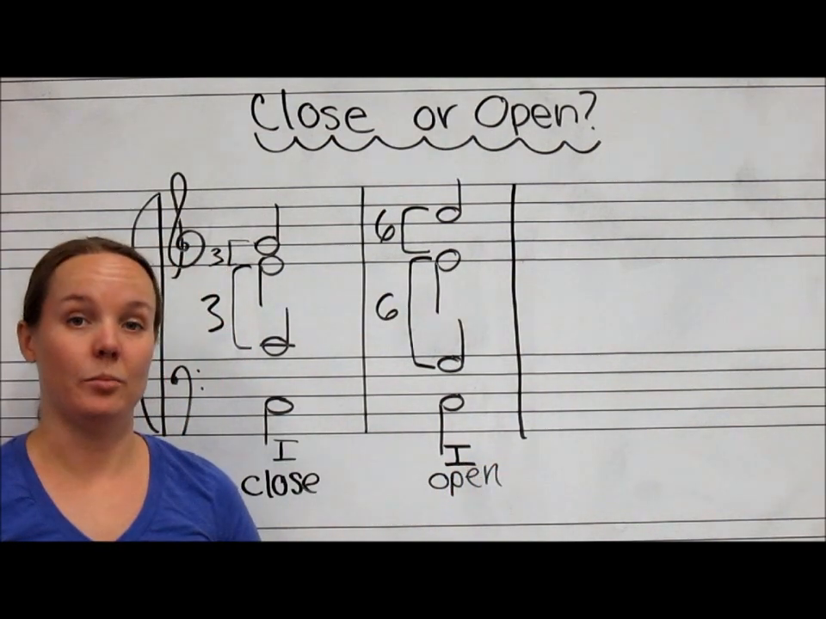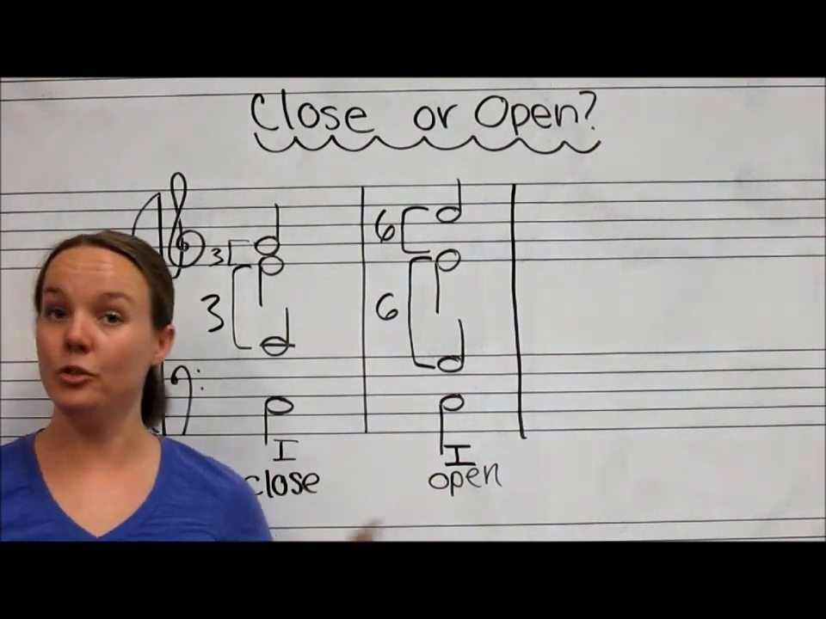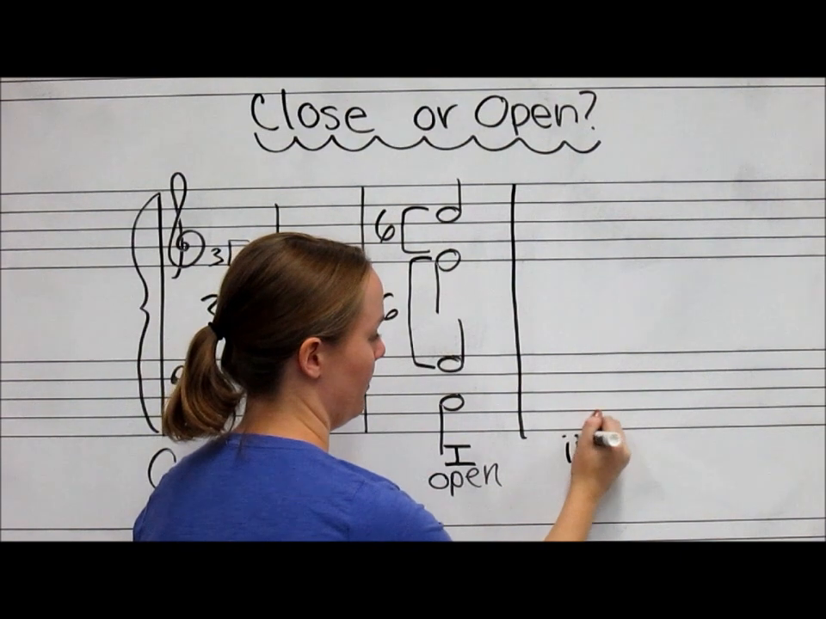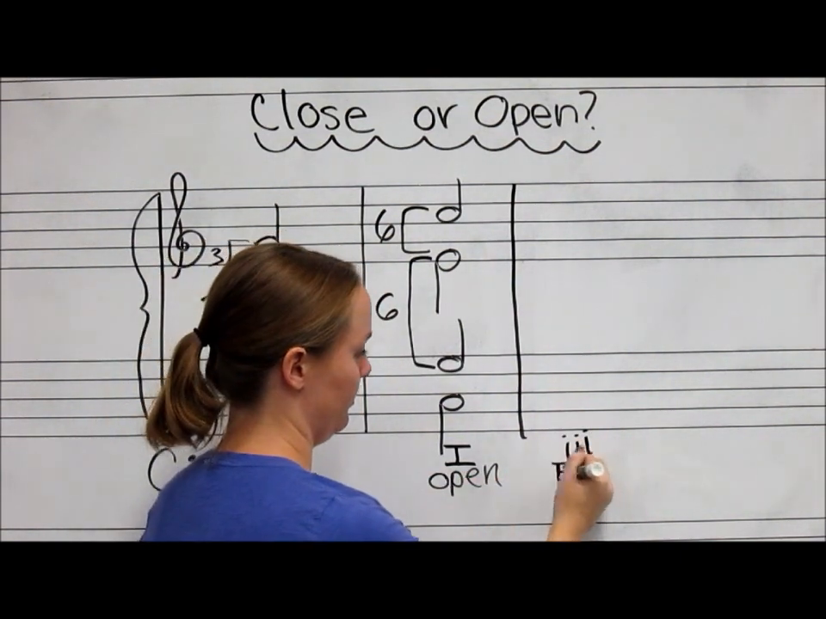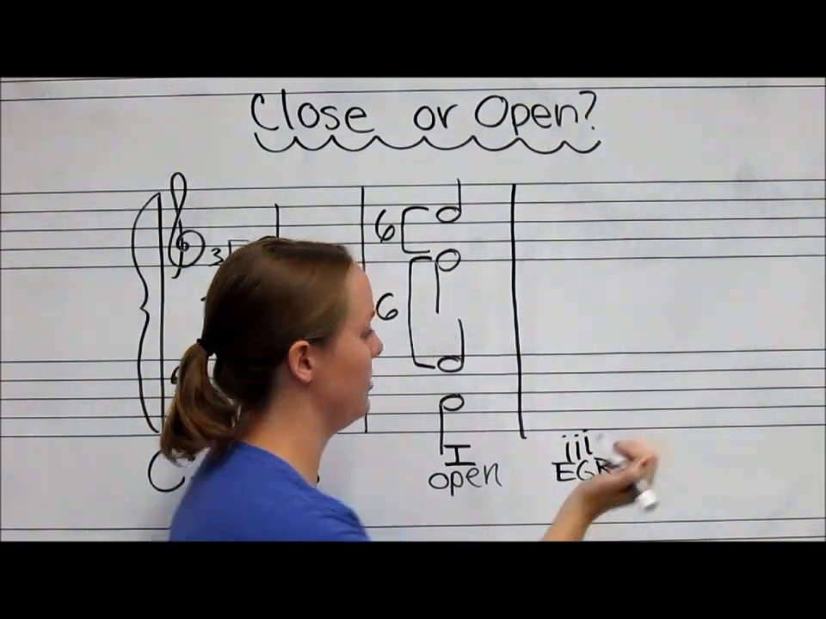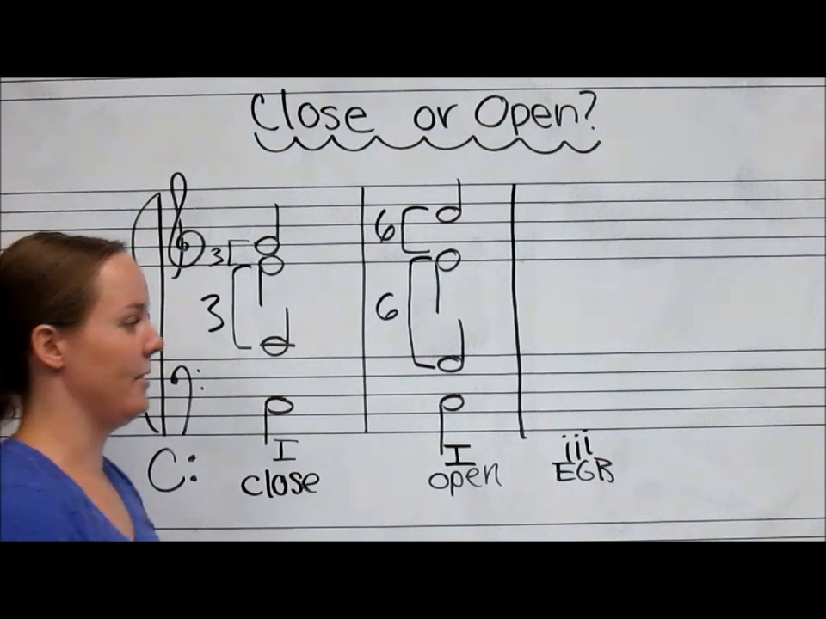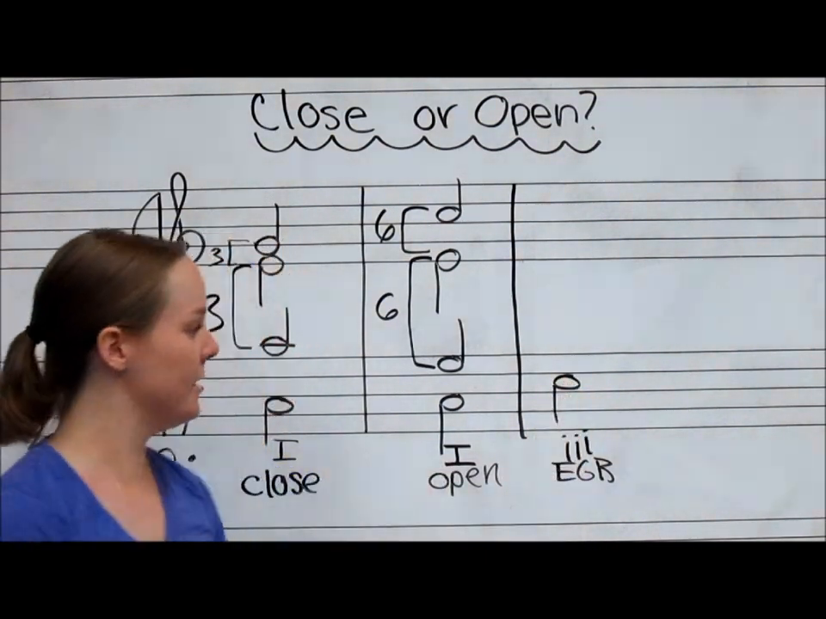Let's try one more example. Our first two were in the key of C using the one chord. Let's try using the three chord. So our notes for this chord are E, G, B. And we're still working with root position only, so we'll double the E and make sure that that is on bottom as well. So we have E in the bass.